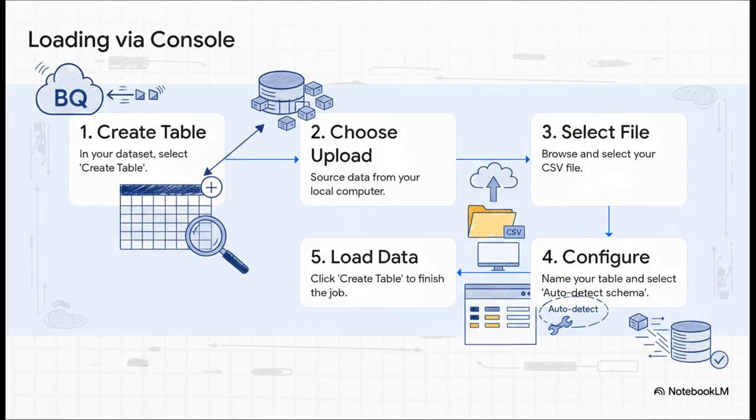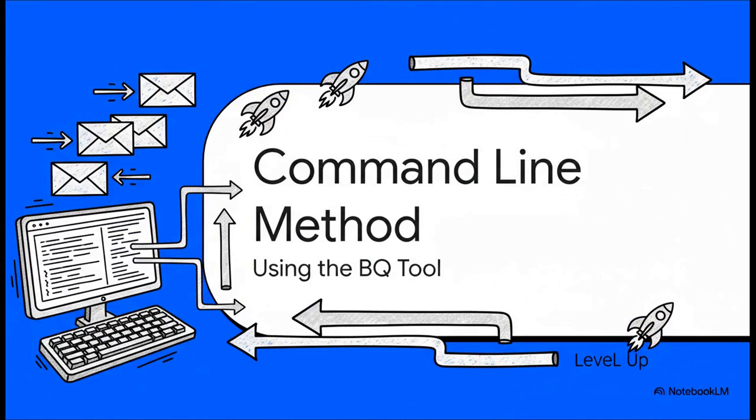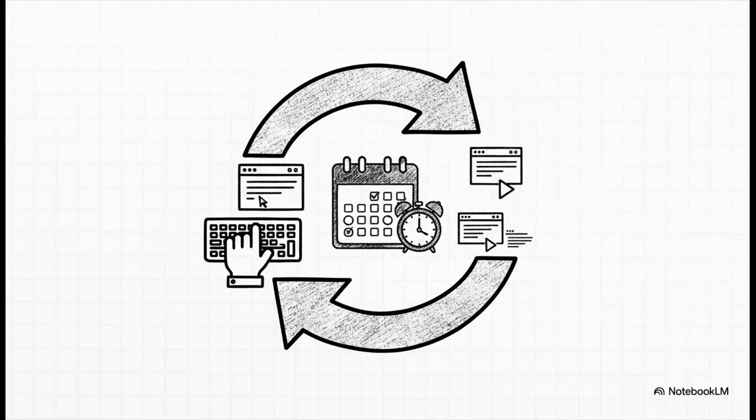Then you click Create Table, and that's it. You're done. Okay, let's level up to a more powerful approach. This is like writing a tiny script to send 100 emails at once. It's fast, it's repeatable, and it's scriptable. The real advantage here is just pure efficiency for tasks you do over and over again.